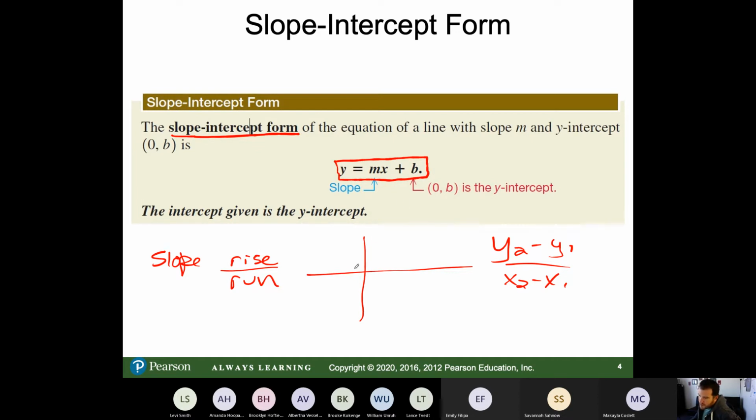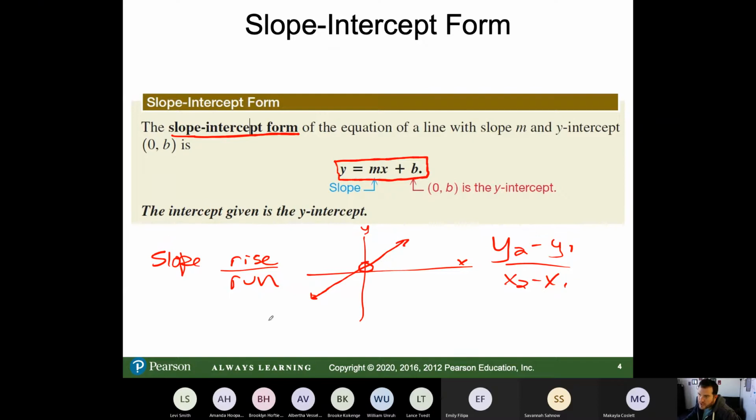So basically, we're going to have some kind of graph. Let's say it looks like that. Remember, this is the y-axis, this is the x. So the y-intercept is going to be this point right there. It is the point where your graph crosses the y-axis. So that's what's called the y-intercept. Hopefully that makes a little bit of sense, but that's the slope-intercept form.